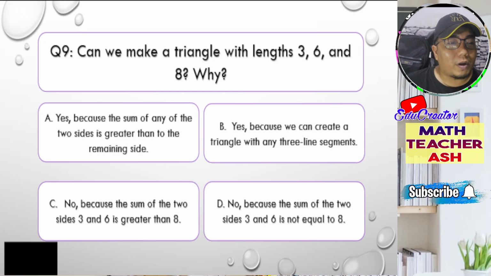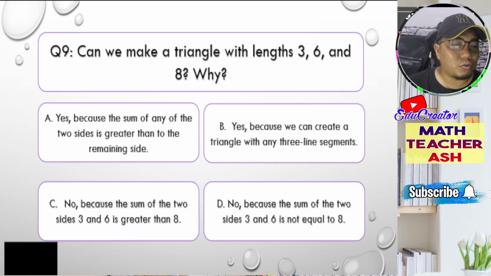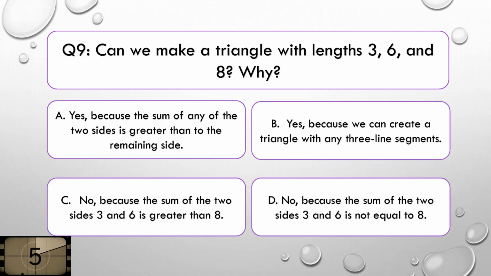Can we make a triangle with lengths 3, 6, and 8? Question is why? Is it A? Yes, because the sum of any two sides is greater than the remaining side. B? Yes, because we can create a triangle with any 3 line segments. C? No, because the sum of the two sides 3 and 6 is greater than 8. Or D? No, because the sum of the two sides 3 and 6 is not equal to 8. I'll give you 5 seconds to think about your answer.